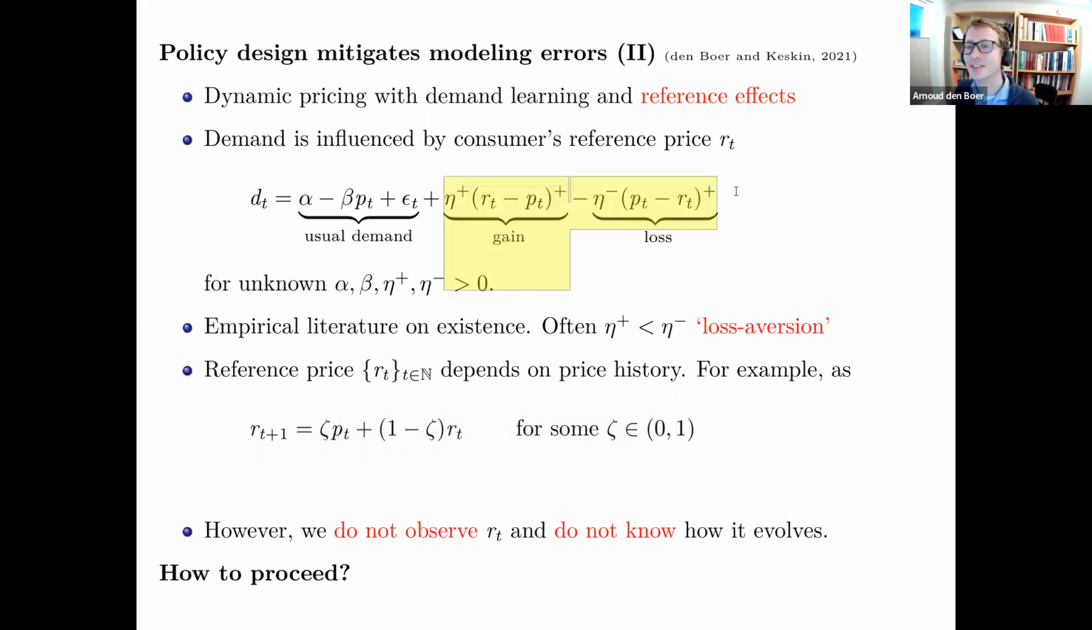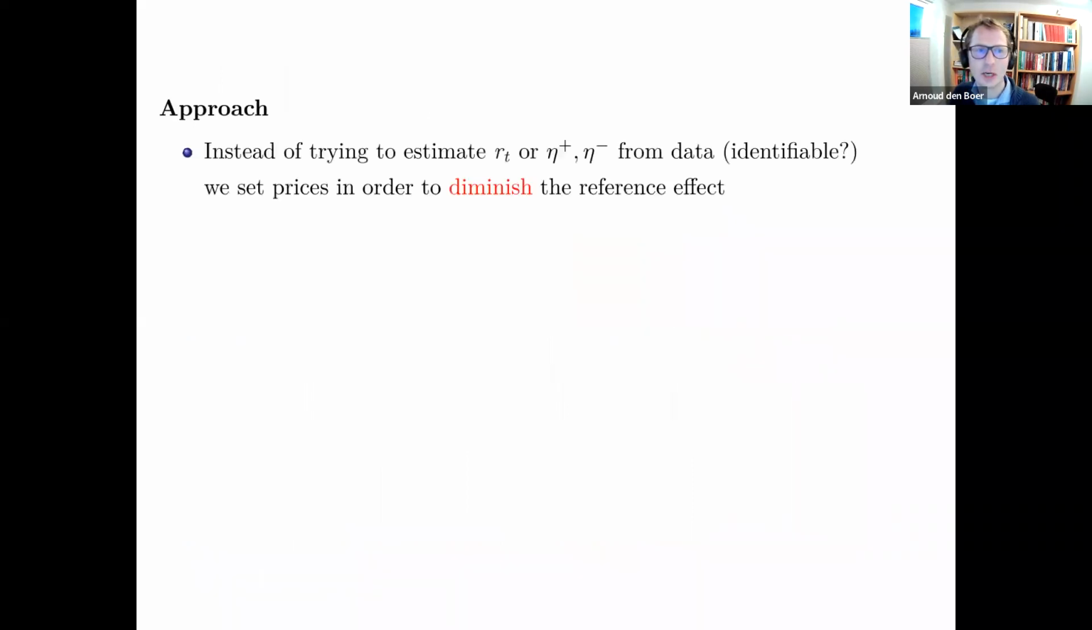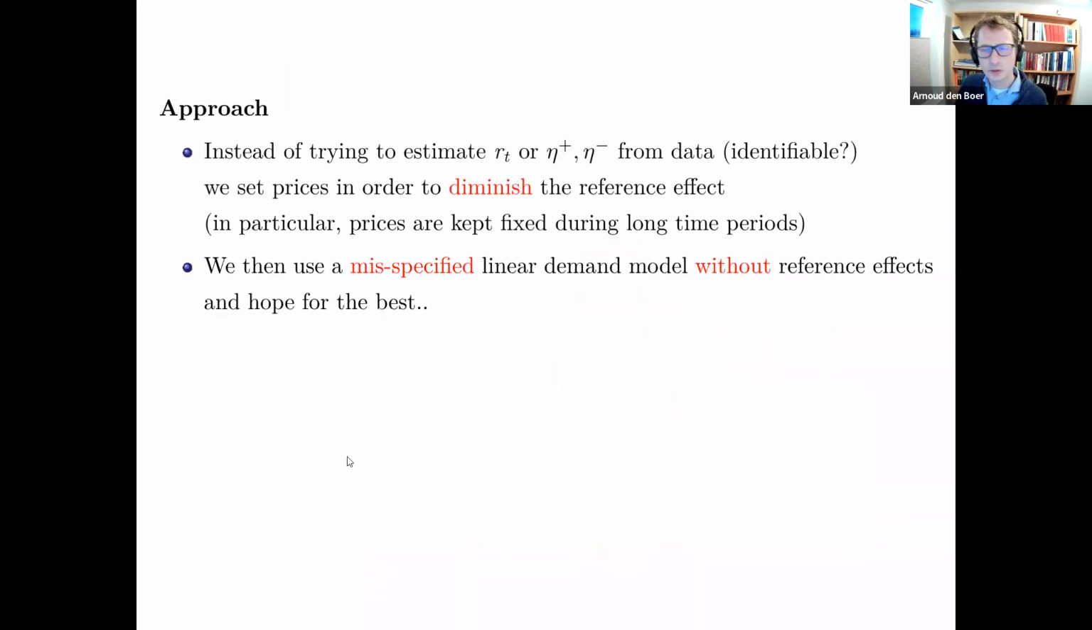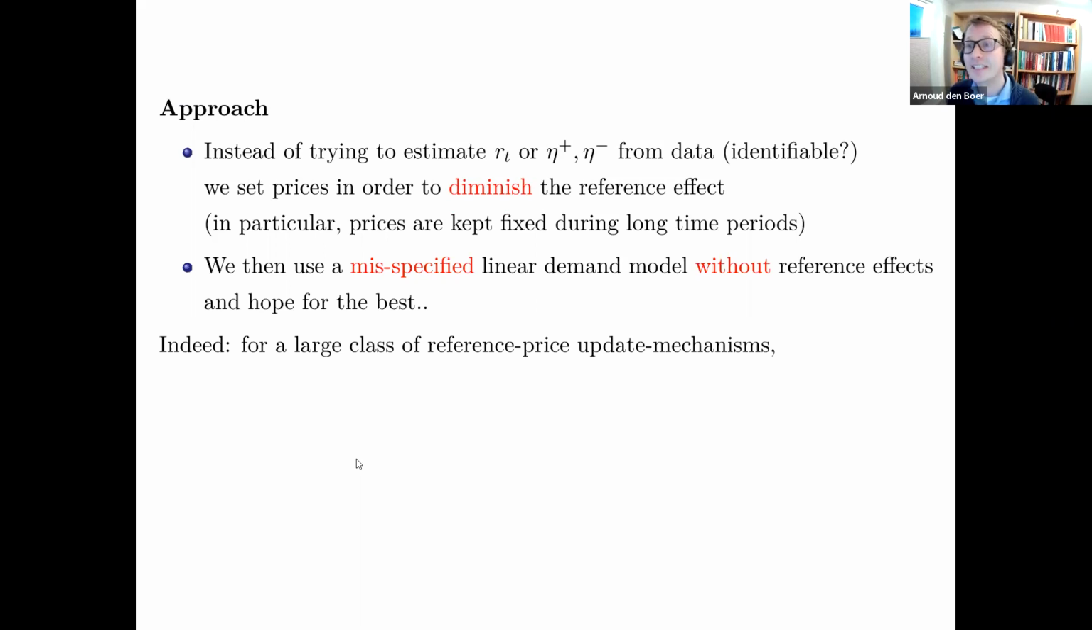Well, we're just going to ignore it because, in any case, it is extremely difficult to estimate. We're not really going to ignore it. We're going to construct a price policy that diminishes the reference effects. How do you do that? We just keep our price fixed during long time periods, because then people will get used to this price. The reference effect will disappear, and we can just use our misspecified model without reference effect and hope for the best.